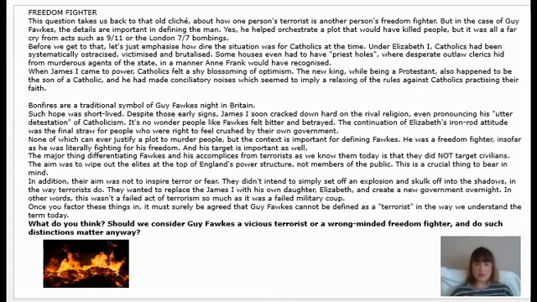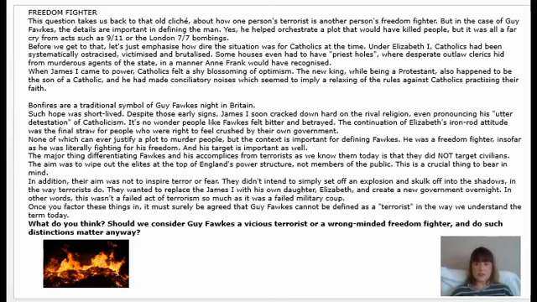In addition, their aim was not to inspire terror or fear. They didn't intend to simply set off an explosion and skulk off into the shadows in the way terrorists do. They wanted to replace the king with his own daughter Elizabeth and create a new government overnight. In other words, this wasn't a failed act of terrorism so much as it was a failed military coup. Once you factor these things in, it must surely be agreed that Guy Fawkes cannot be defined as a terrorist in the way we understand the term today.